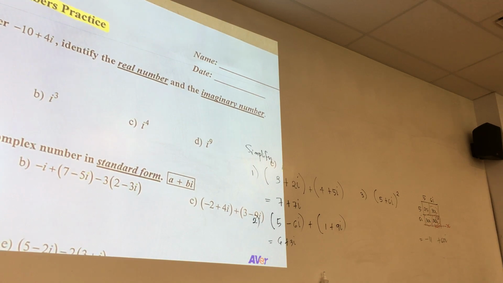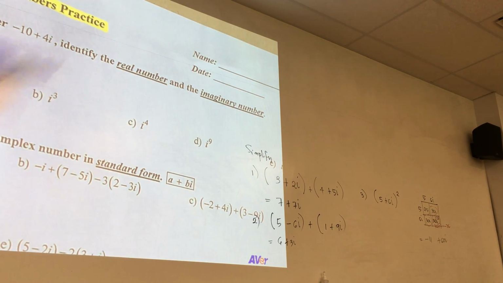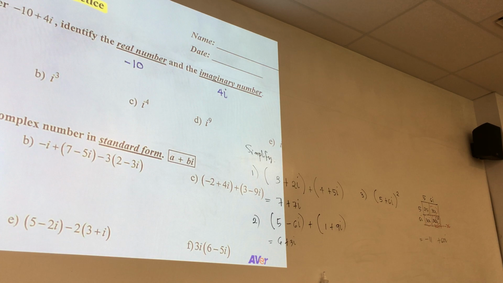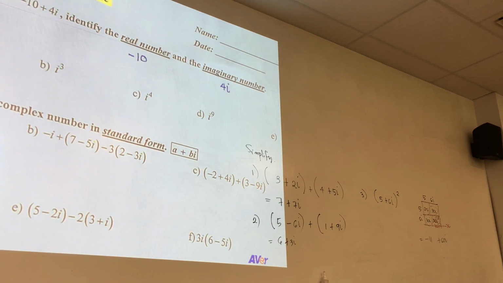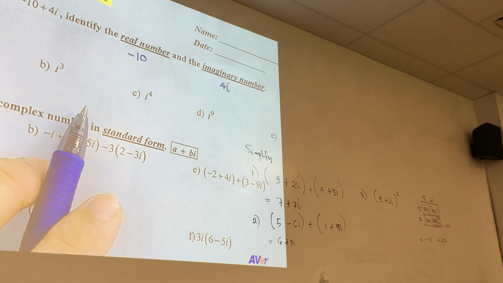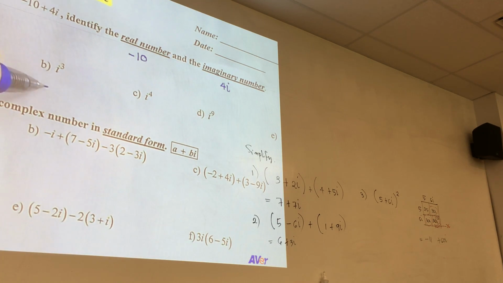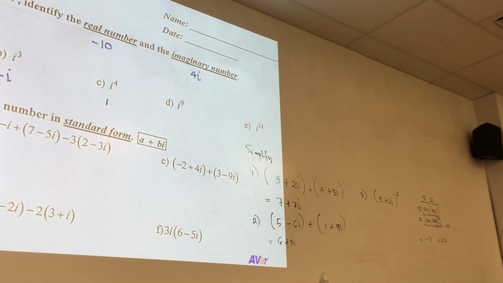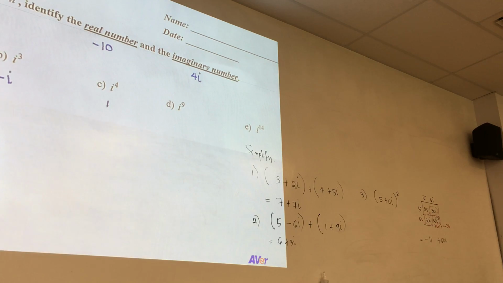Number 1. Which one is the real number for number 1? Negative 10. Negative 10, very good. Which one is the imaginary? 4i. 4i, very good. Okay, let me see if you remember the formula. What is i squared? Negative 1. Very good. What is i cubed? Negative i. What is i to the 4th? 1, very good. Now, these two are crazy, but they're lovely.